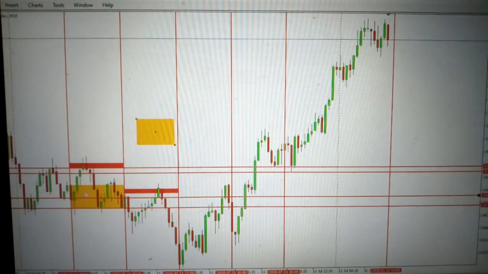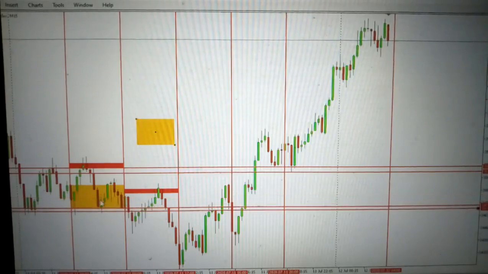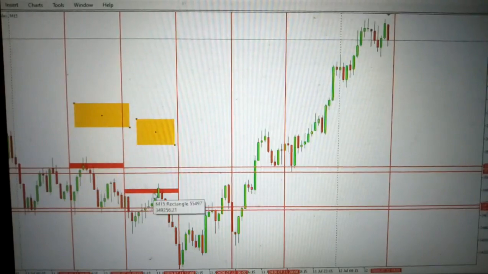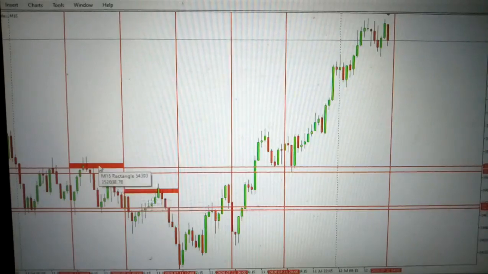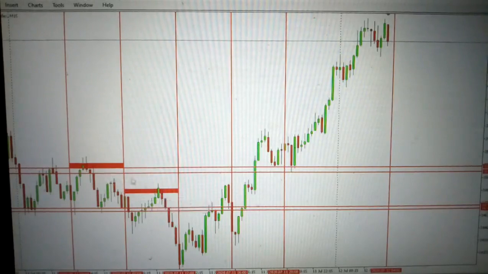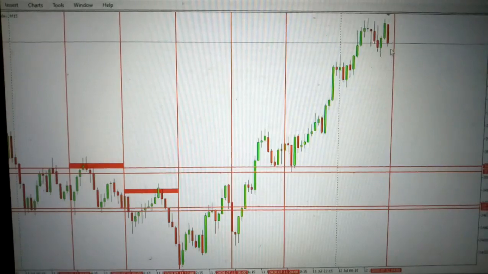Let me remove the unwanted objects so that we can understand what I've been able to do. Okay, let me remove this. Let me delete this shape. Okay, now that's that. So we have a resistance here, we have another resistance here. So I'll repeat the procedure up to the current point, the point where the current price is.